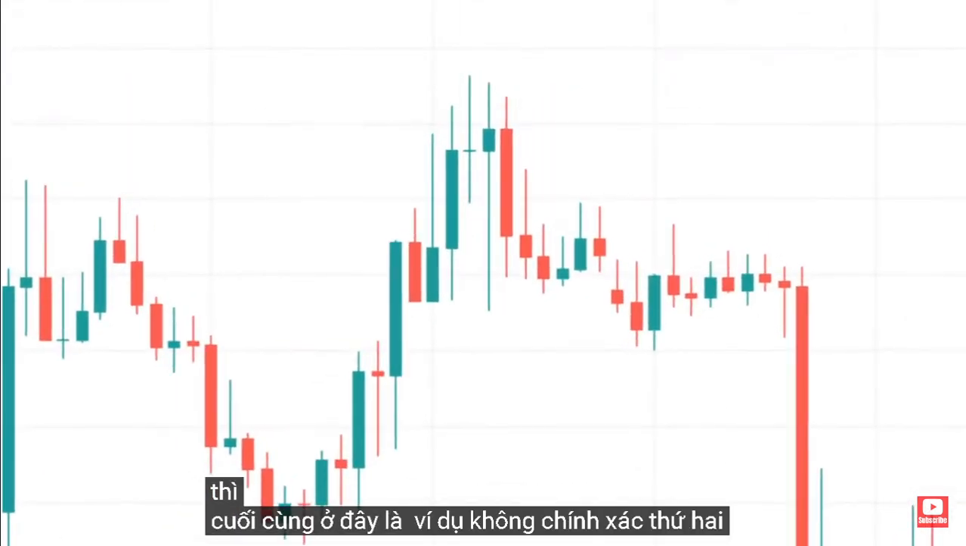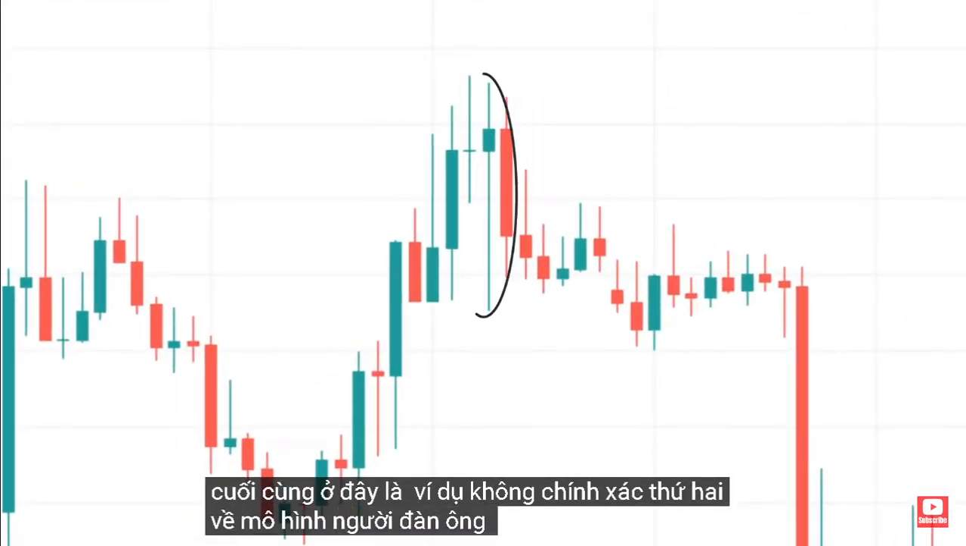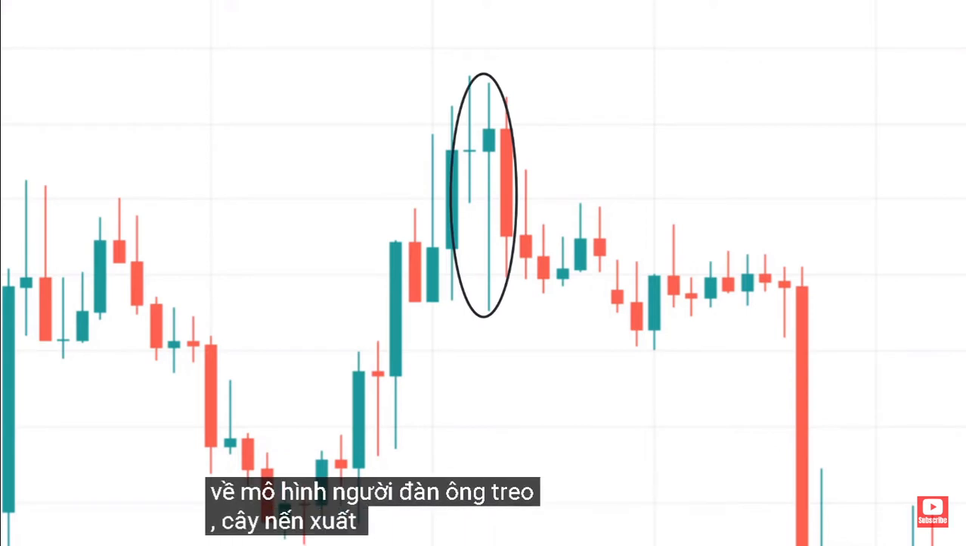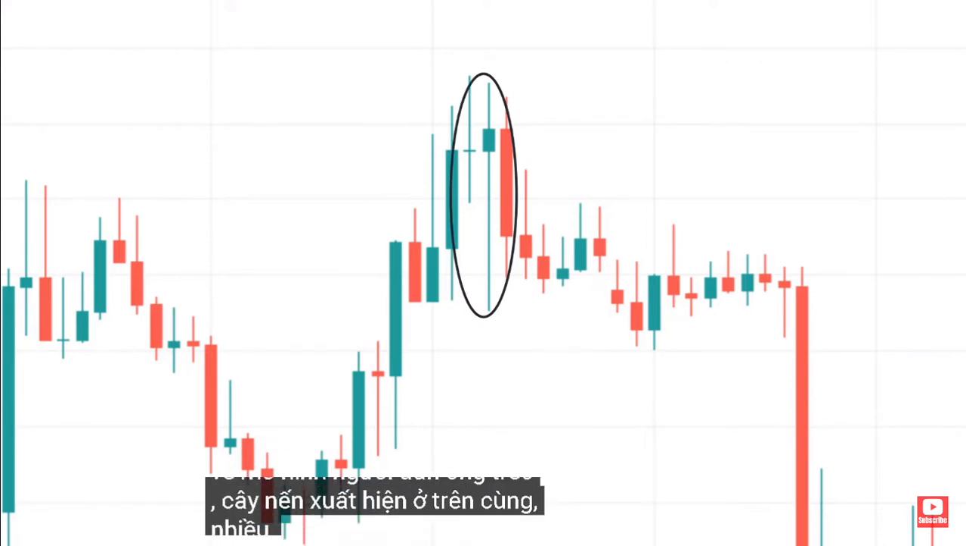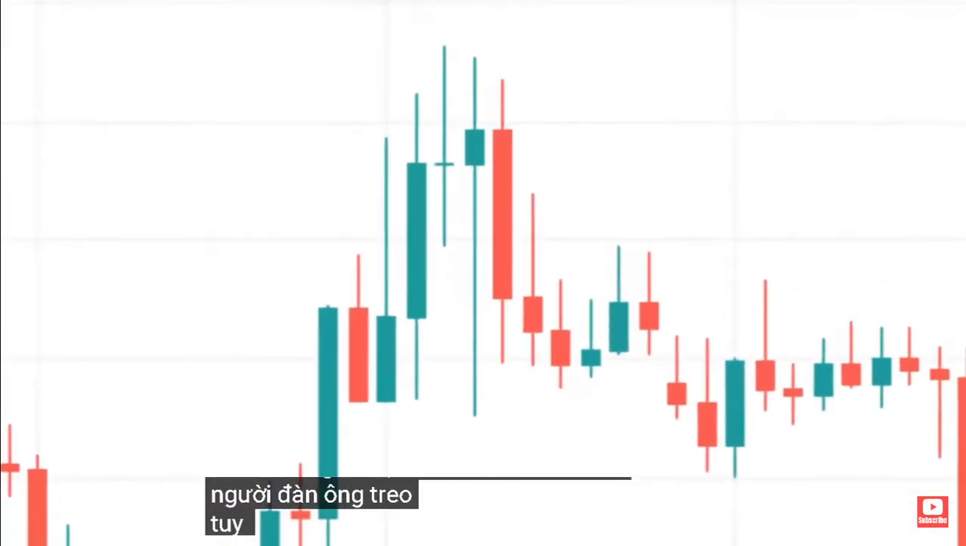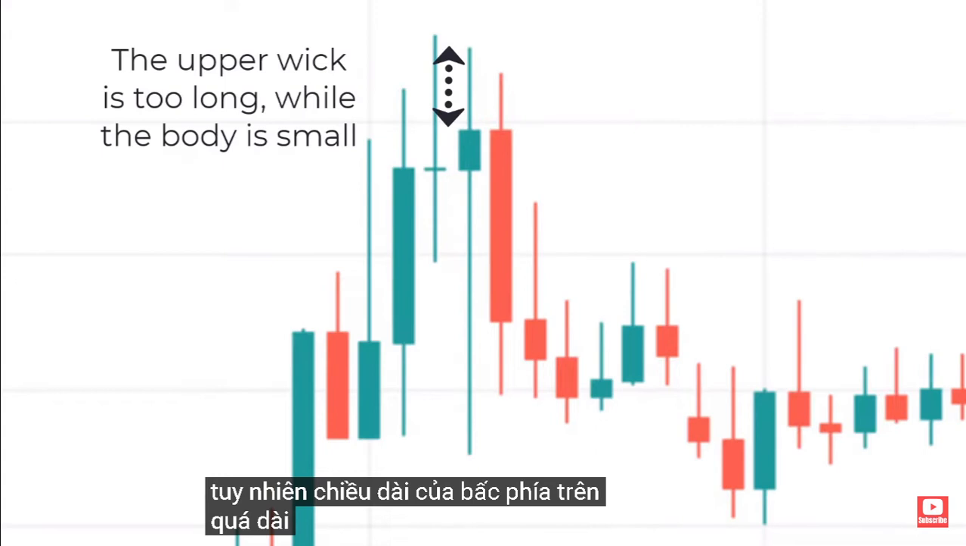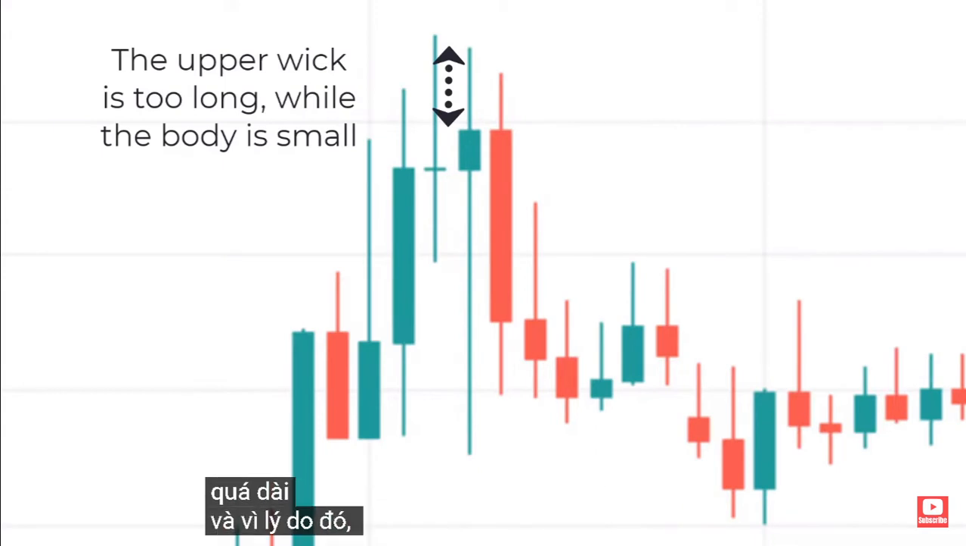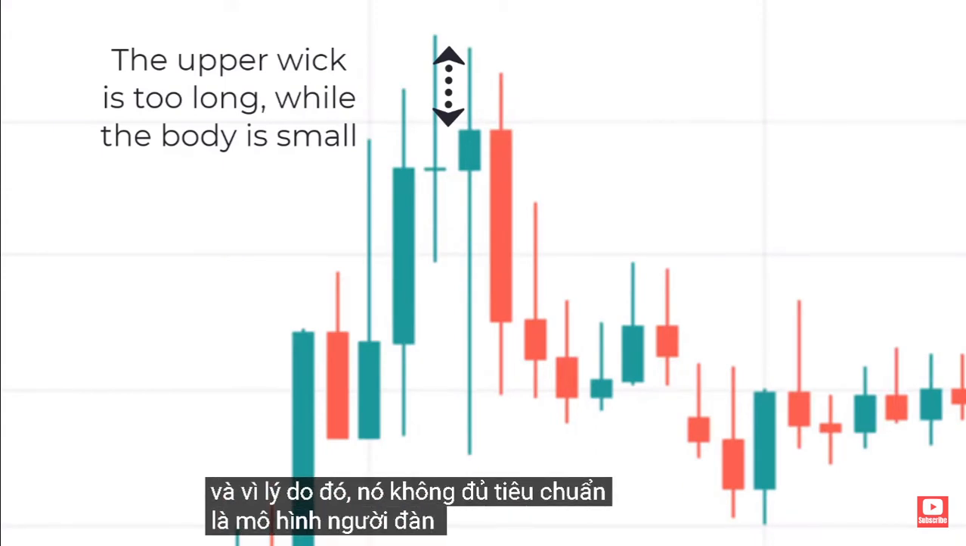Finally, here is the second incorrect example of the hanging man pattern. The candle appeared at the top. A lot of traders might mistake it for a hanging man. However, the length of the upper wick is too long, and for that reason, it does not qualify as a hanging man pattern.